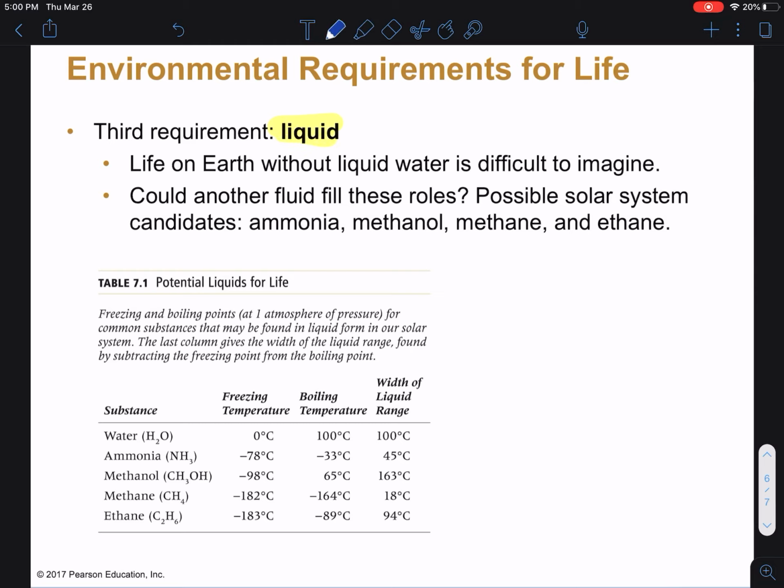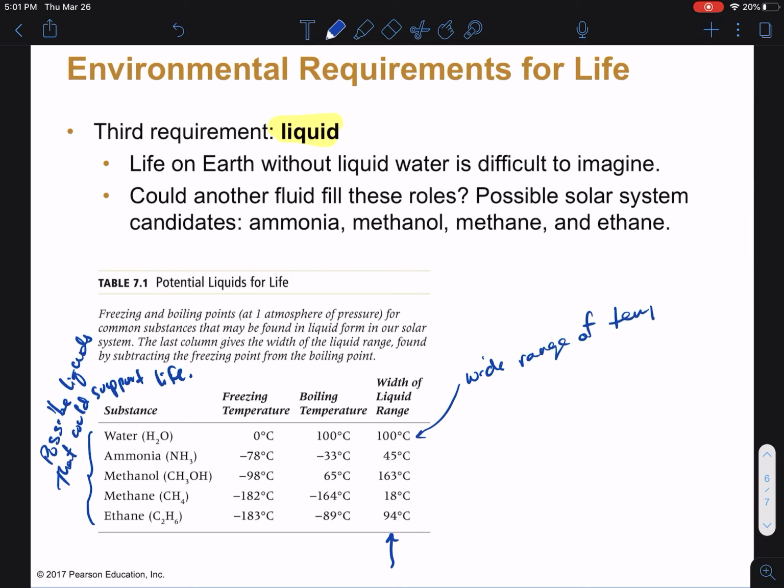So it turns out that water is not the only possible liquid. It's the one we focus on for some very good reasons, but all of these liquids down here are possible liquids that could support life. We see water, ammonia, methanol, that's wood alcohol, methane, and ethane. Now, all of these things are liquids over some range of temperatures. We can see those ranges of temperatures over here, and you can see that water is liquid over a wide range of temps.